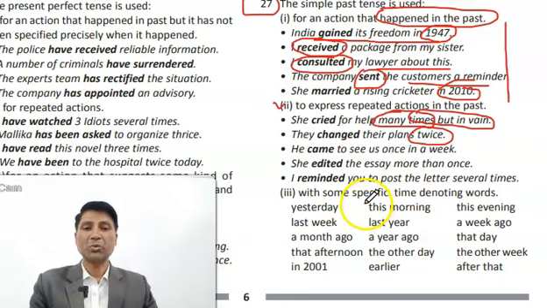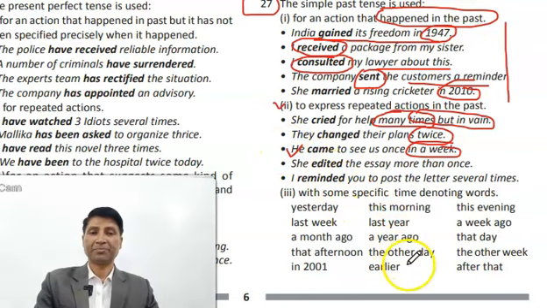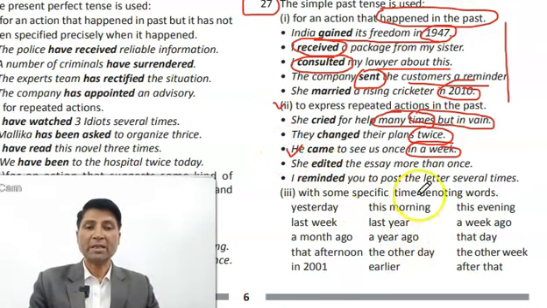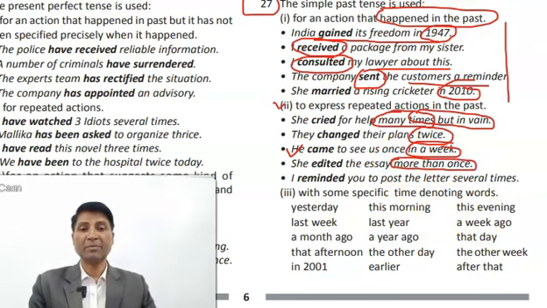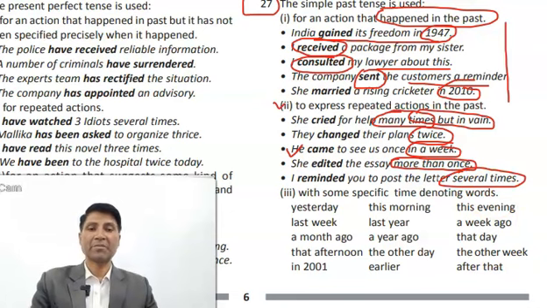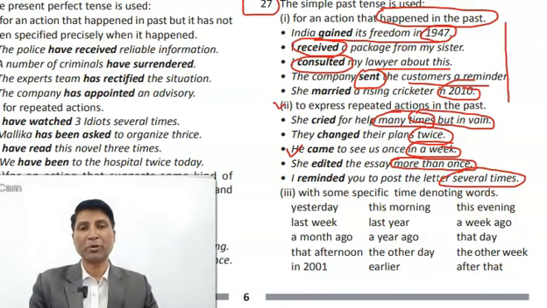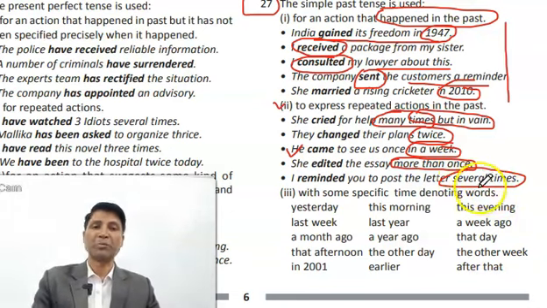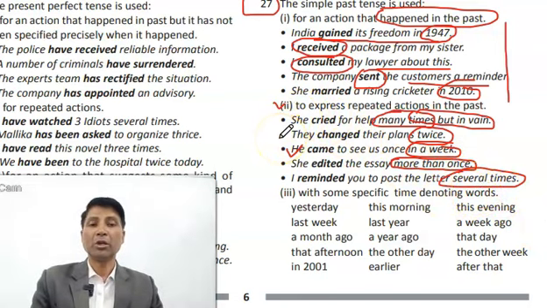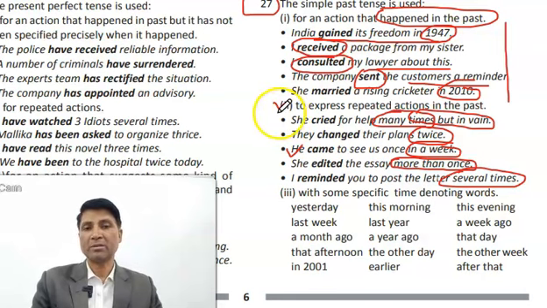He came to see us once in a week. Again, this is happening only once, but it is happening in the past. She edited the essay more than once. More than once, maybe 2 times, 3 times. I reminded you to post the letter several times. So the use of these words, several times, once, twice, 3 times, 4 times, shows not once, it should be more than once. So it shows that the simple past tense is used for an action that is repeated.